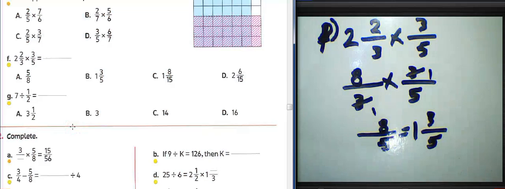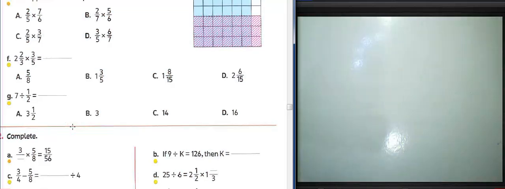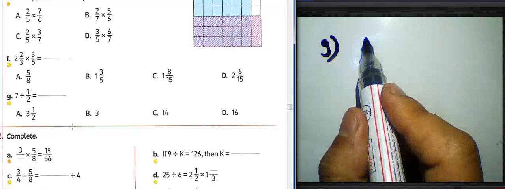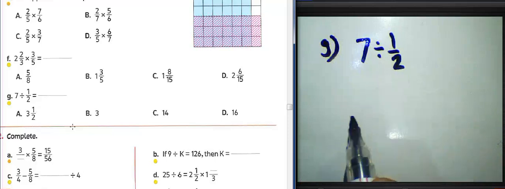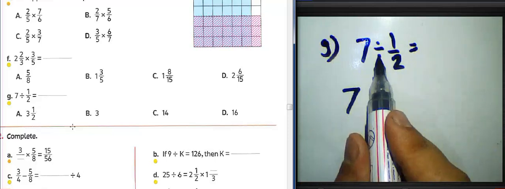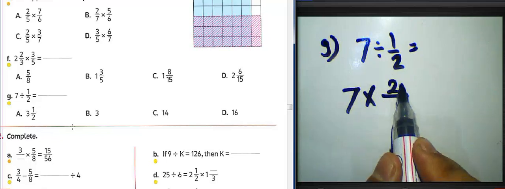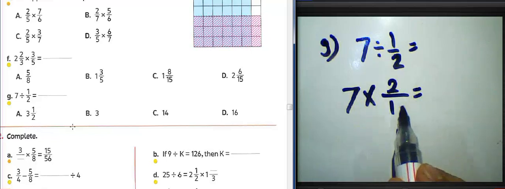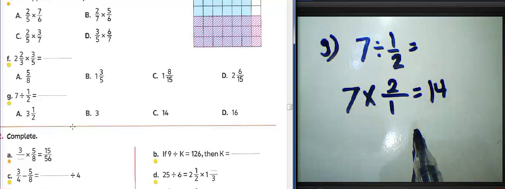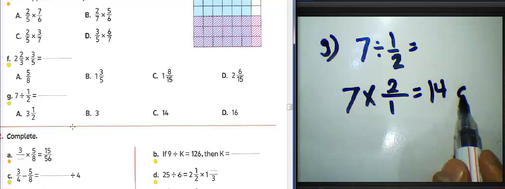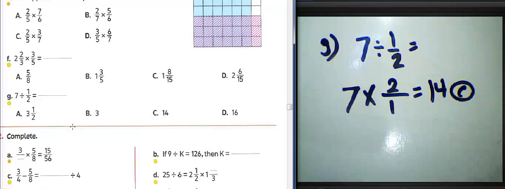Which is letter G? 7 divided by half. Right, 7 here, and convert from division to multiplication and write the inverse of 1 over 2. It will be 2 over 1. 2 times 7 equals 14. So you must choose letter C about this example.